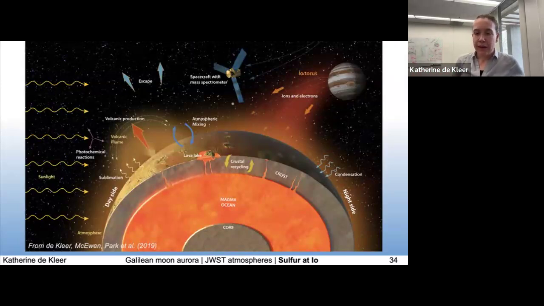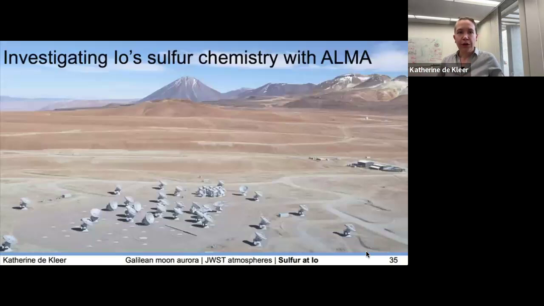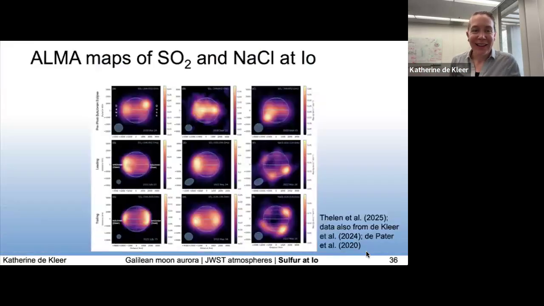The material is being lost at a rate of somewhere between 1,000 to 3,000 kilograms per second, and what remains may freeze out onto the surface and get reincorporated into the interior. So Io hosts this interesting sulfur cycle where there's recycling between the surface and interior, as well as this loss rate. So using ALMA, we can look into Io's sulfur dynamics and Io's sulfur chemistry.